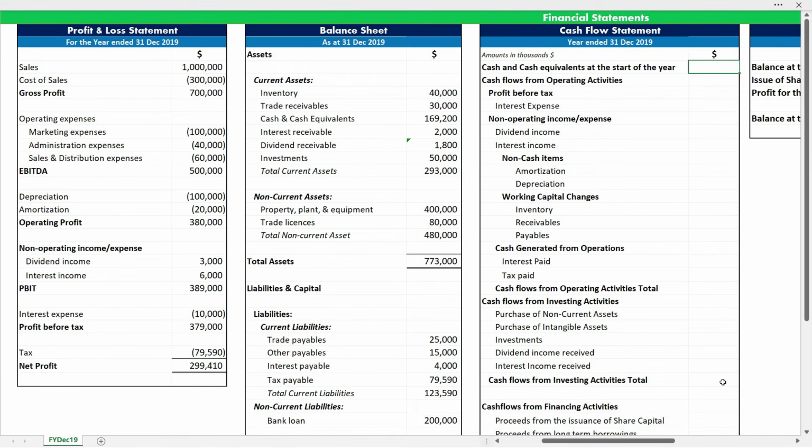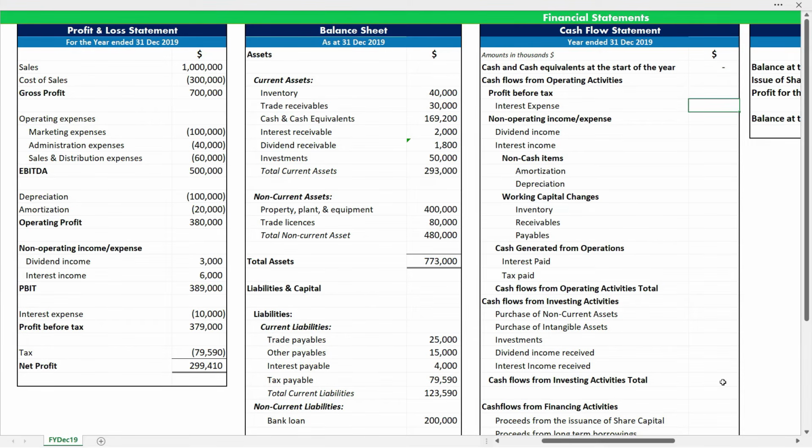Okay, so what we need to do is we need to begin from the top, and that is cash and cash equivalents at the start of the year. And since 2019 was our first year of business, if you remember the scenario, the cash and cash equivalents at the start are going to be 0.